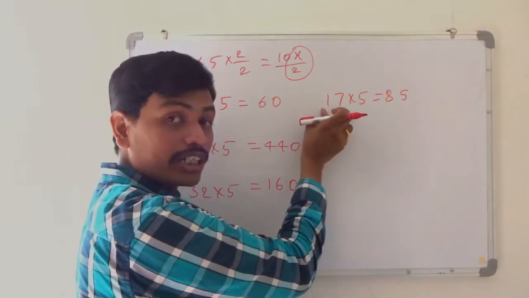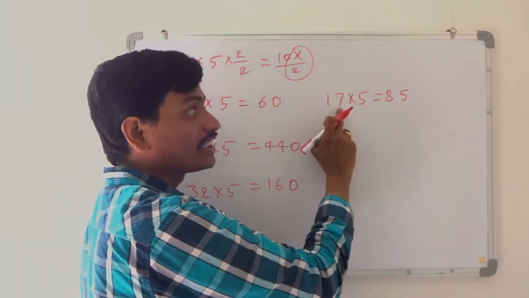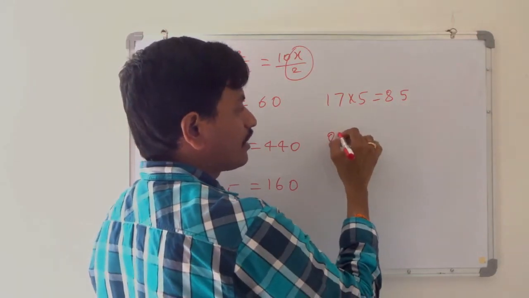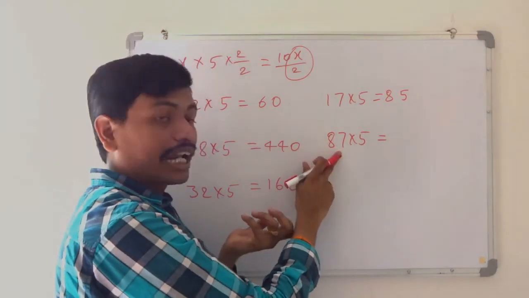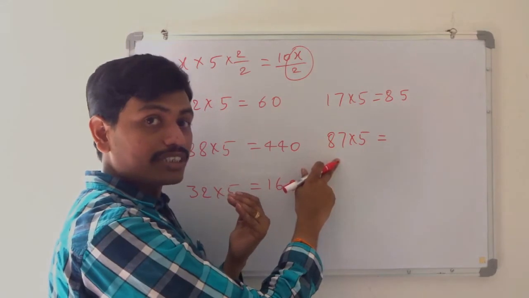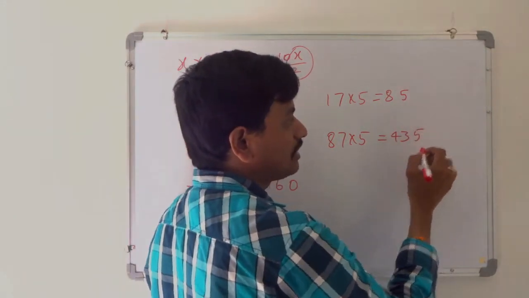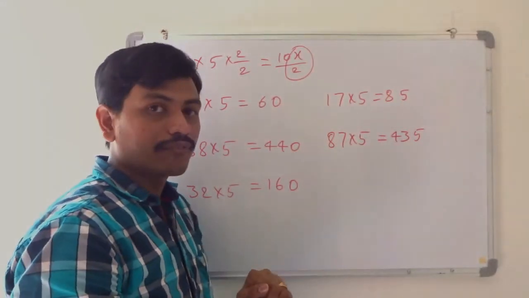So what do we do? If it is an odd number, subtract 1, we get an even number. Half of an even number is easy. So 16 half is 8 and put 5 at last. Like this, 87 multiplied by 5. I'll take the previous number, 86. What is half of 86? 80 half is 40, 6 half is 3, 43. So put 43 and the last digit is 5. 87 multiplied by 5 is 435.